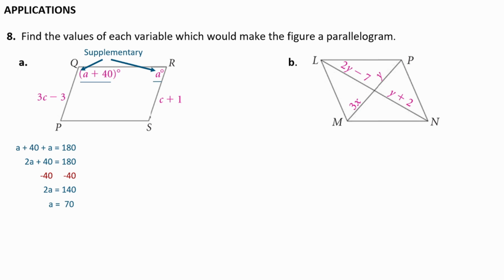Next, I know that opposite sides should be congruent. So I'm going to take these two opposite sides, QP and RS, which I know the expressions for, and 3C minus 3 is going to be equal to C plus 1.